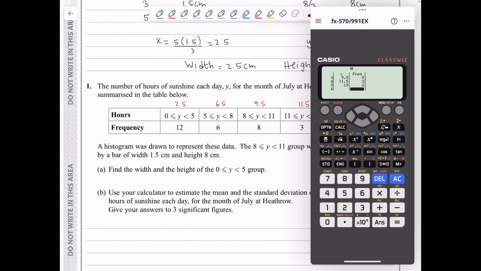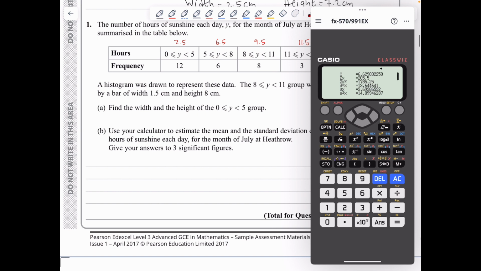So once we do this, we can press option and ask for the one variable calculations. That's option 3 now, and we can see that x bar, the first entry, is 6.63 to 3 significant figures, and sigma x is 3.69. So let me write this down. We've got that the mean is 6.63, and the units are hours, and the standard deviation sigma is 3.69, and that's also measured in hours.